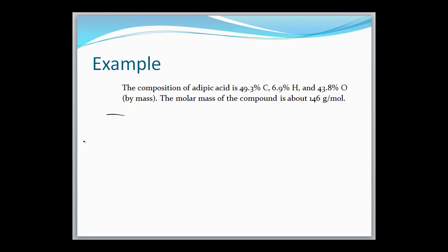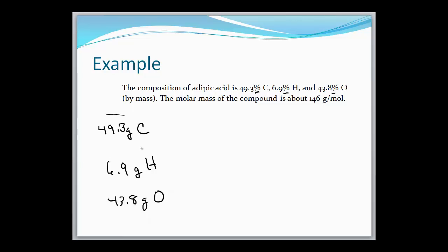Okay, the first step in this process is the same procedure that we did determining the empirical formula. So you might be given moles, you might be given grams, or you might be given percentages. If you're given percentages, the first thing you want to do is assume we have a 100 gram sample. That way we can say we have 49.3 grams of carbon, 6.9 grams of hydrogen, and 43.8 grams of oxygen. Again, we did that when we discussed how you determine the empirical formula.